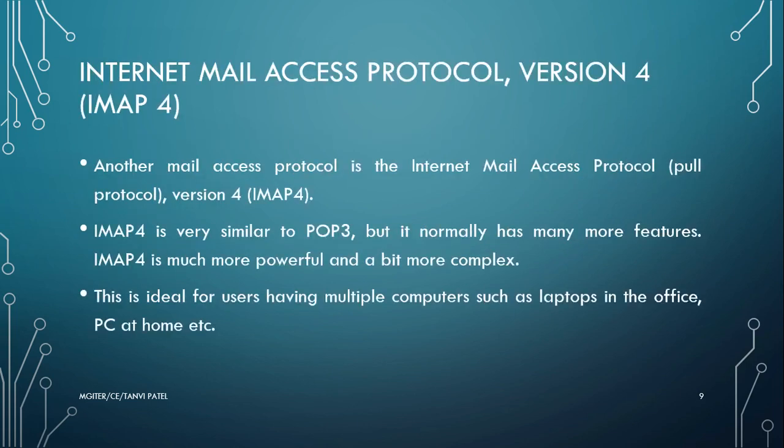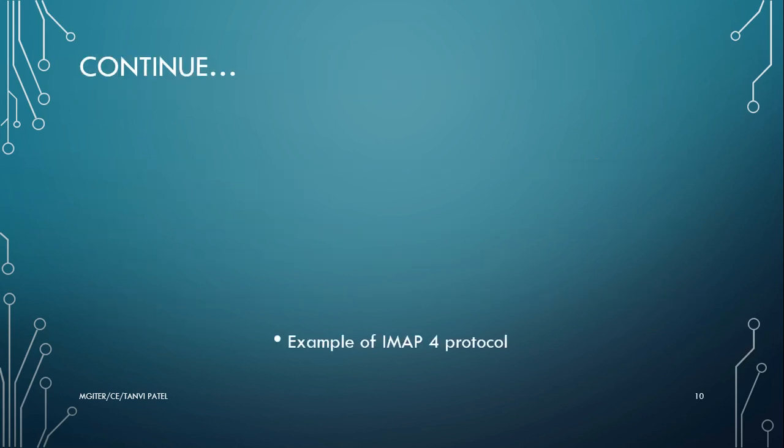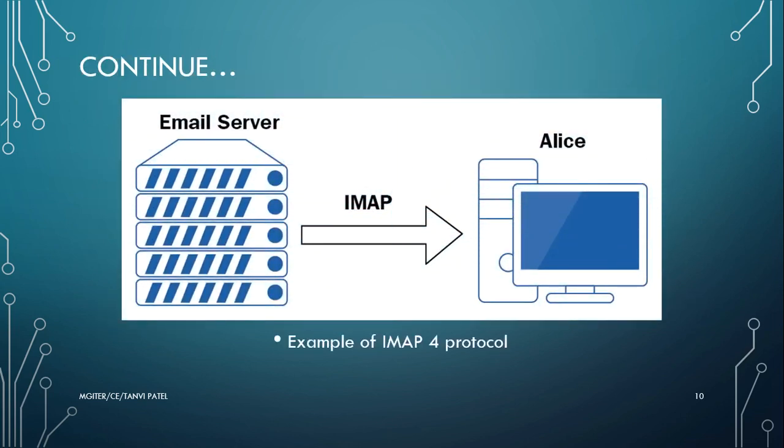Now next is Internet Mail Access Protocol version 4, that is IMAP4. Another mail access protocol is the Internet Mail Access Protocol. IMAP4 is very similar to POP3, but it normally has many more features. IMAP4 is much more powerful and a bit more complex than POP3. This is ideal for a user having multiple computers, such as a laptop in the office and a PC at his or her home. So this is the example of the IMAP4 protocol.